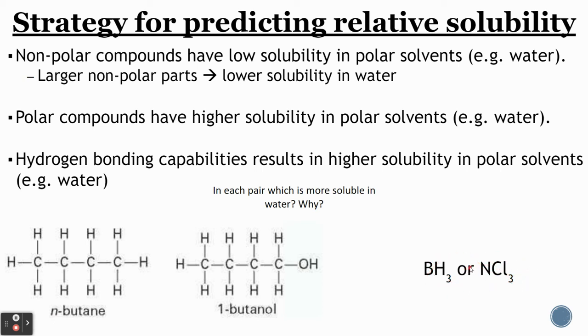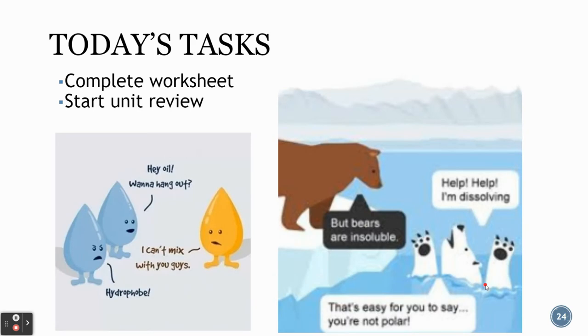If we look over here, we have BH3 and NCl3. You would figure out which one's polar or not. If you do your work, you'll see this is nonpolar and this is polar. So the one that's polar should be more soluble in water. So you would say NCl3 has a higher solubility in water.